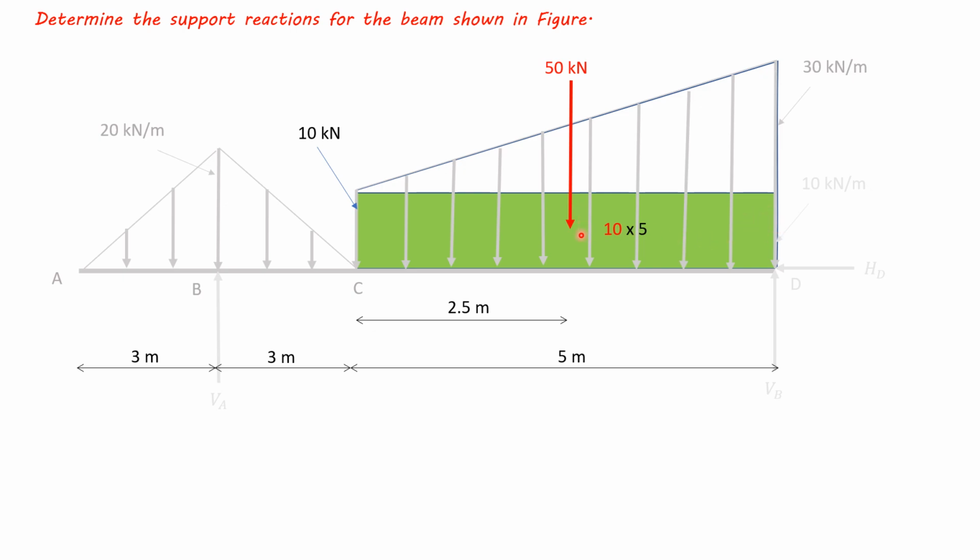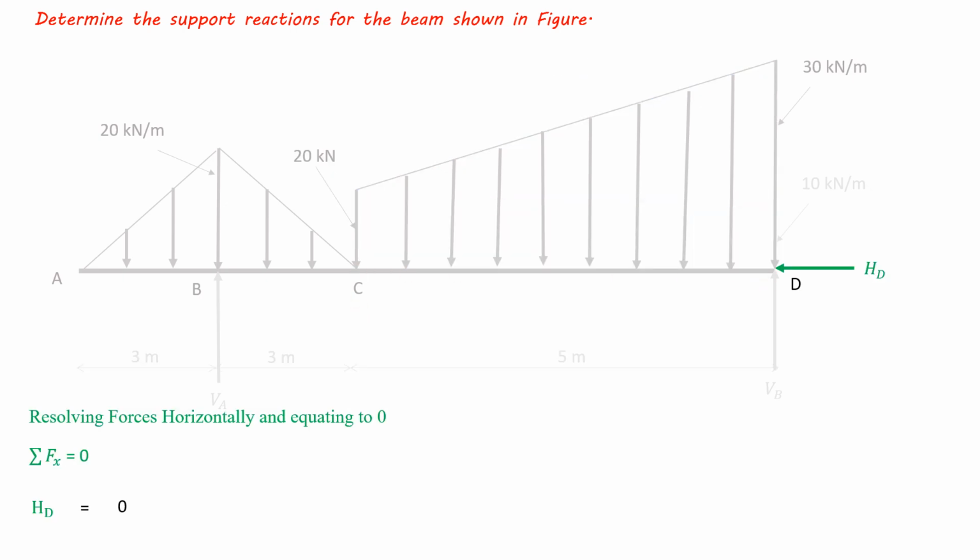And for rectangular loading, single point load will be 10 into 5, 50. It will be acting at half of 5, 2.5. From C, 2.5. From D, 2.5. So 50 kilonewton force acting at 2.5 meters from this point or from this point.